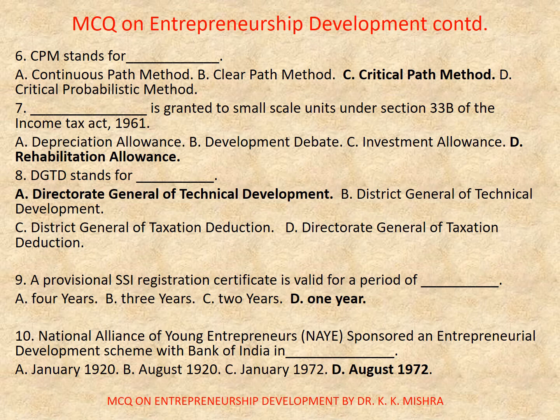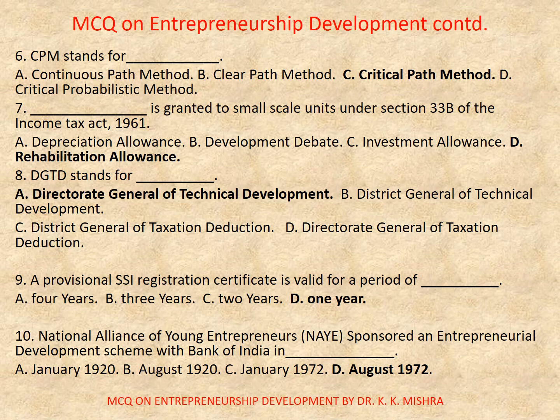Question number 8. DGTD stands for dash. A. Directorate General of Technical Development, B. District General of Technical Development, C. District General of Taxation Deduction, D. Directorate General of Taxation Deduction. Correct option is A. Directorate General of Technical Development.